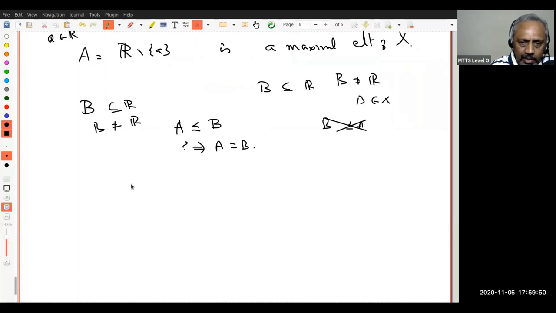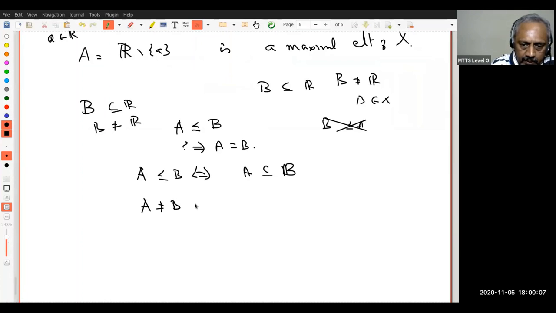But that is obvious. Why? If A is less than or equal to B, what does it mean? This happens only if A is a subset of B. Now I want to say A equal to B. Suppose A is not equal to B. What does that mean? This means there is at least one element, call it x, in B so that x is not in A. But what is A? A is all of R minus the singleton a.